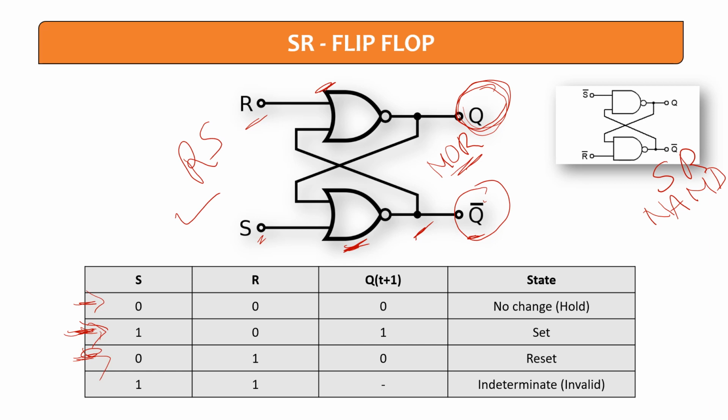In the last combination, that is 1 1, what if I have S equal to 1 and R equal to 1? This input combination must be avoided, because it will produce the same value at the two outputs, Q and Q dash, which is not possible. Q is the original main output and Q bar is the inverted one, so you will never get two same outputs. So the last combination, 1 1, is not possible, or we can say it is invalid.